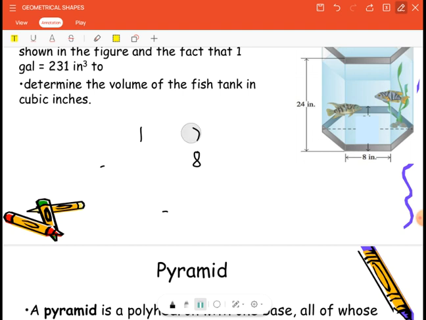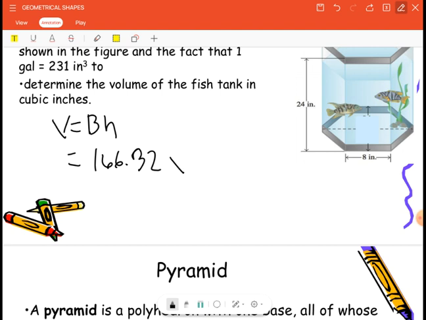Okay? So, balik natin yung formula ng volume. Yan. Yung volume ay equals sa base times height. Yung base na nakuha natin na area ay 166.32 times the height na 24. At yung lalabas ay 3,000, no? Volume nito ay 3,991.68 cubic inch.